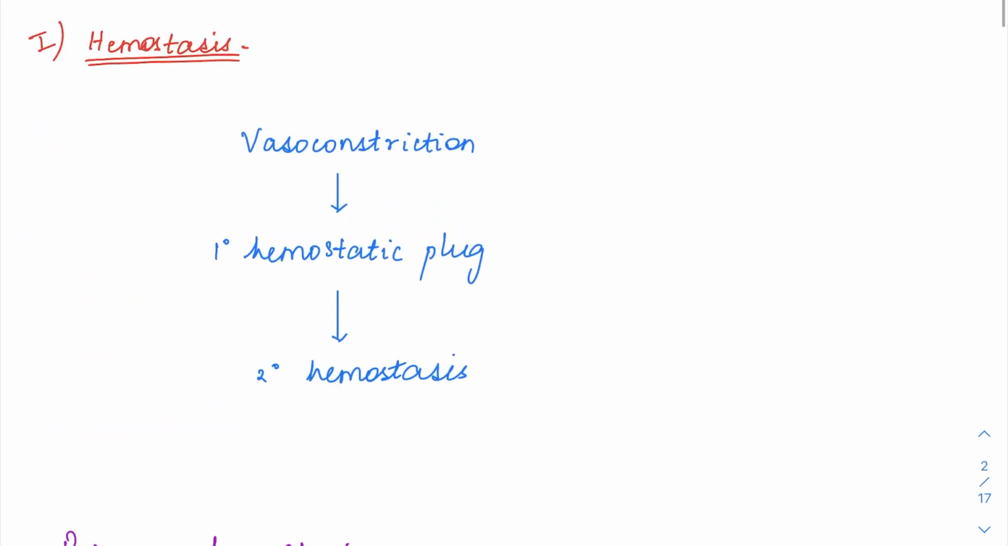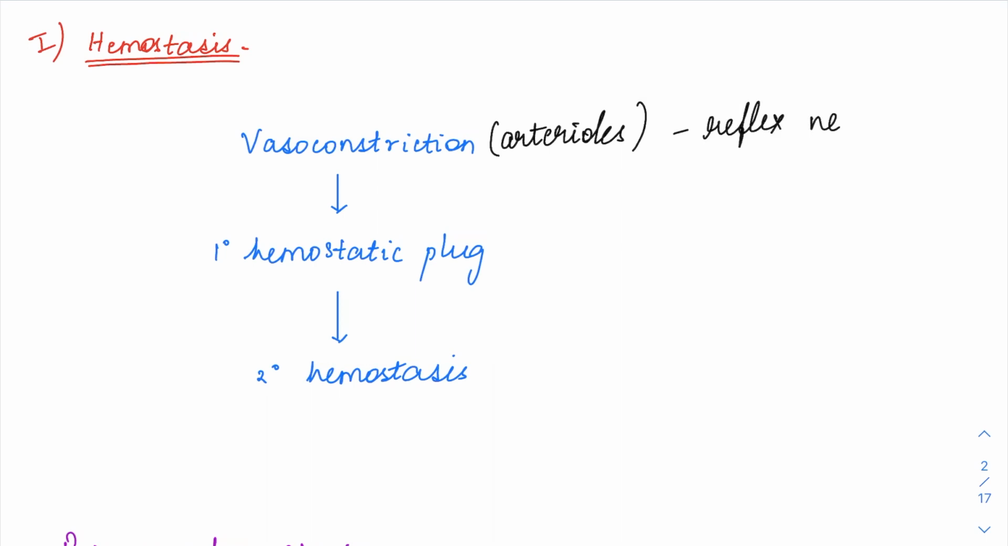Whenever we get an injury, a bleed, how does that bleeding stop? That is what we mean by hemostasis. The bleeding is going to stop. It can be divided into three phases. The initial phase is going to be vasoconstriction. Vasoconstriction ideally happens in the arterioles, and it is a reflex neurogenic mechanism. Reflex neurogenic mechanisms will come into play and cause immediate vasoconstriction. So the first event will be vasoconstriction.